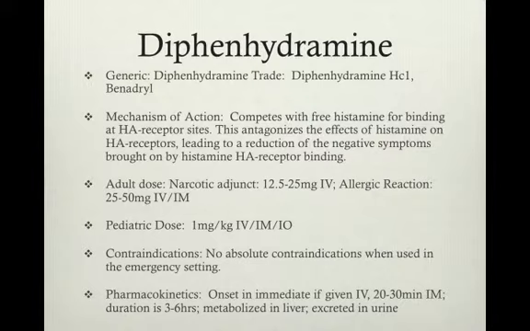Adult dose: this is a narcotic adjunct, and what this means is some of the same receptor sites are utilized, or it potentiates the effects of narcotics, if you will. 12.5 to 25 milligrams IV for the narcotic adjunct. In an allergic reaction, 25 to 50 milligrams IV or IM. Pediatric dosing: 1 milligram per kilogram IV, IM, or IO.